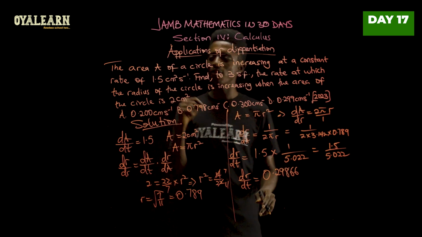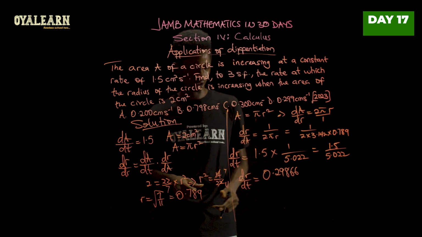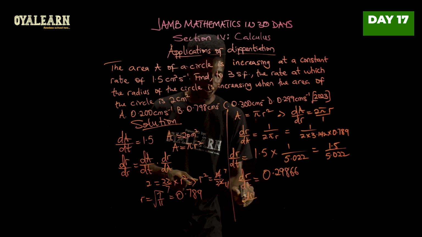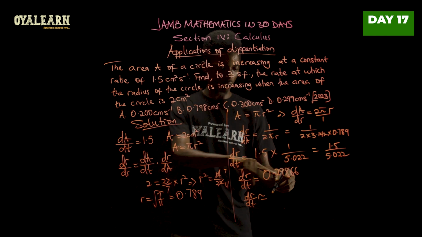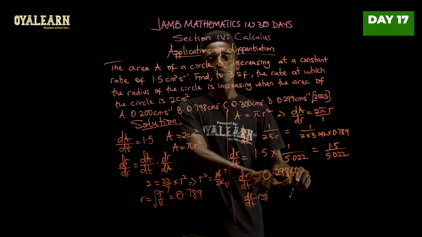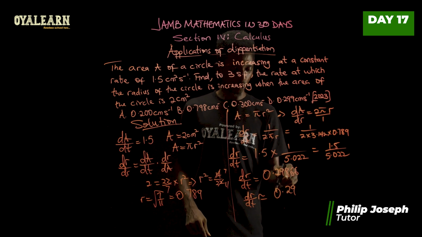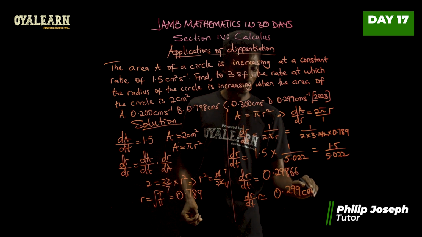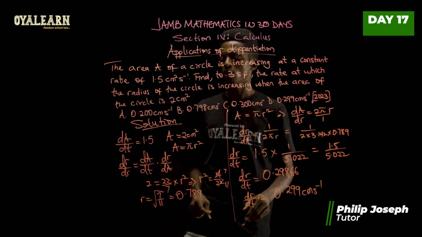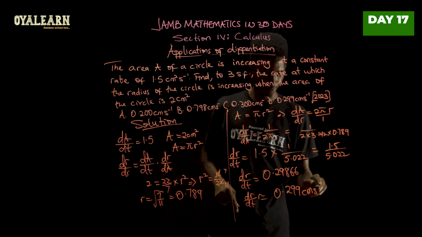But the question itself asks us to leave our answer in 3 significant figures. So we go on to say the dr/dt is approximately, now first, second, third significant figure. So the next one will imply that we have to round up. So this would be 0.29. Now 1 plus 8 will give us 9. So 0.299 centimeter per second. So the option we'll pick here is D.